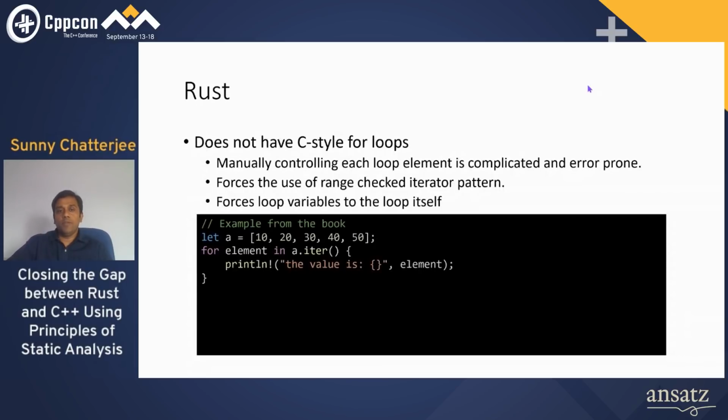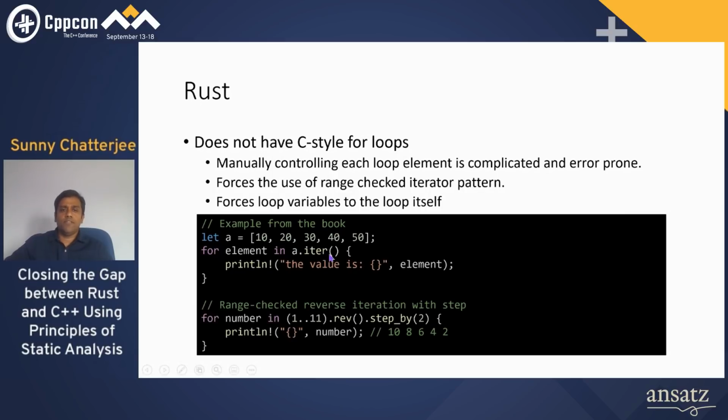So here's an example from the Rust book where you are basically going through the elements of this array, but the syntax is very, for those of you that are familiar with the C++ range for loop, you can see that this is a simple C++ range for loop. Similarly, you can do more complex operations. You have a sequence from 1 to less than 11. You can reverse that sequence and step down by 2. And all of that can be done in a way where it is range checked.